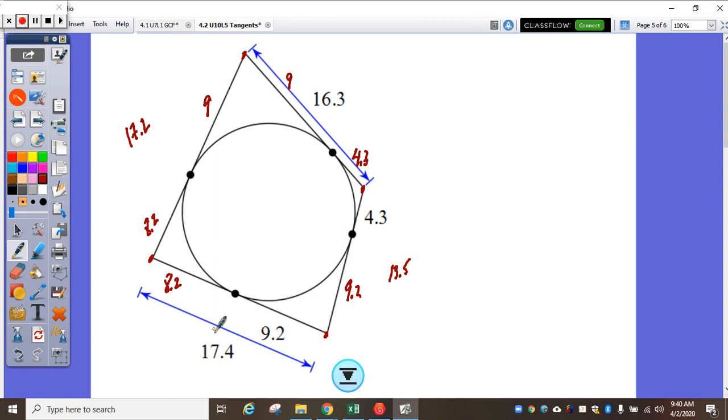So let's go ahead and add them up. We have 17.2 plus 16.3 plus 13.5 plus 17.4, and that would give me a perimeter of 64.4.